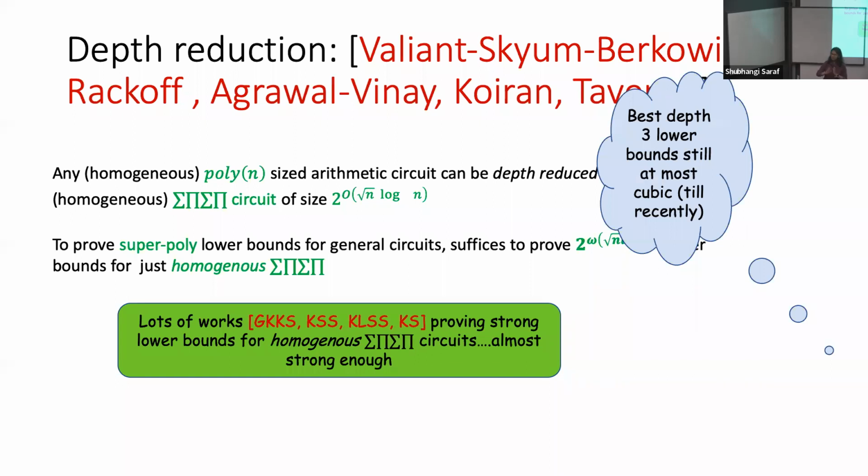But despite so much progress, and despite being so close to resolving the VP versus VNP question, still the best lower bounds for even depth 3 circuits were just cubic. You're trying to resolve it for all circuits, and just trying to improve the status for depth 3 circuits was still elusive. And I know lots of people worked really hard on this question.